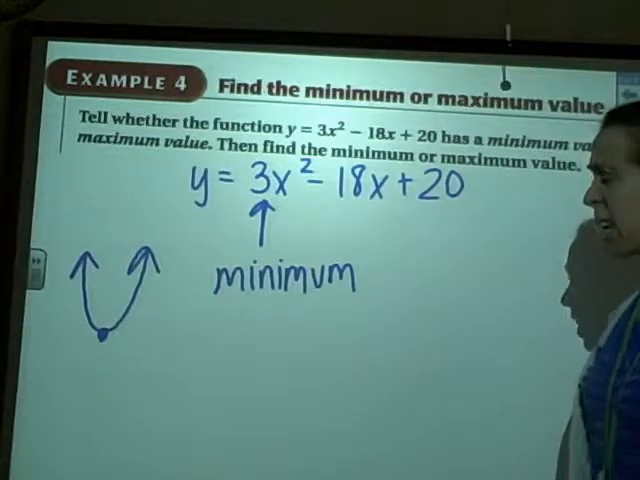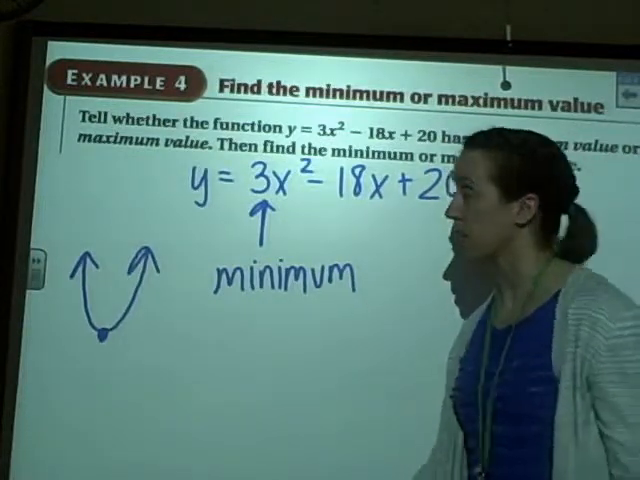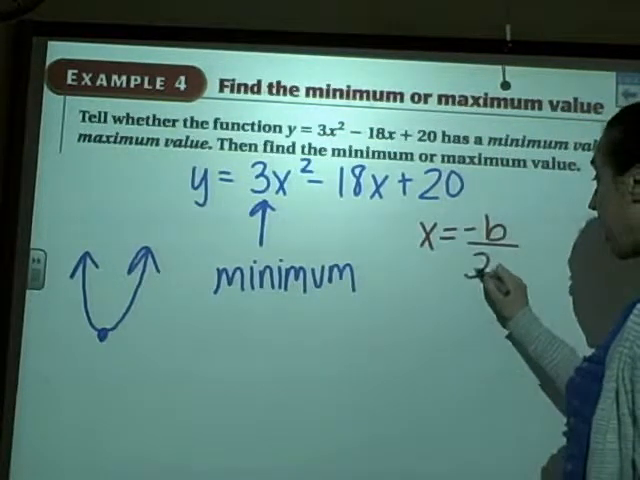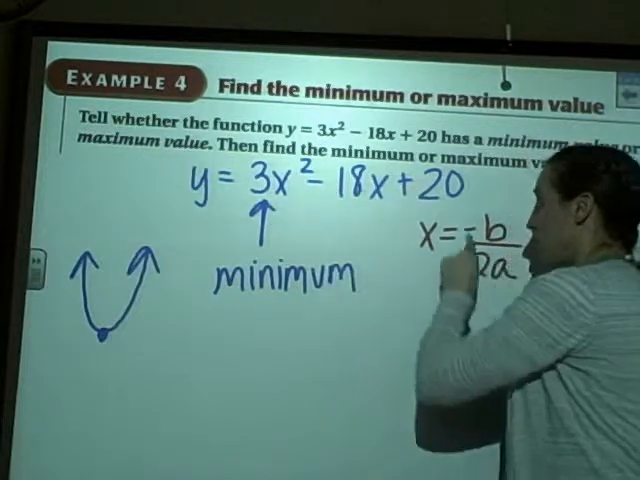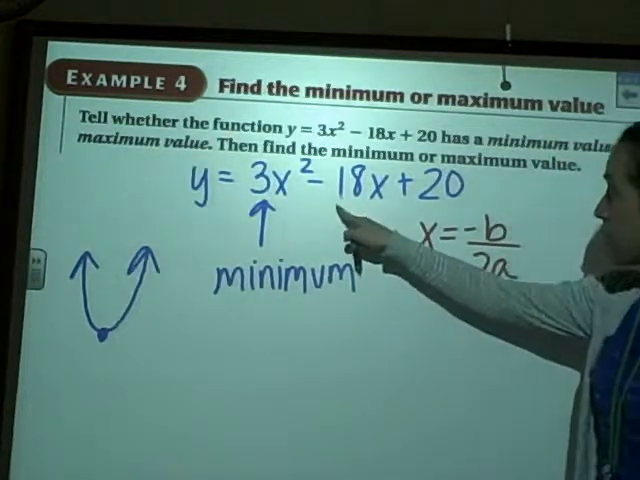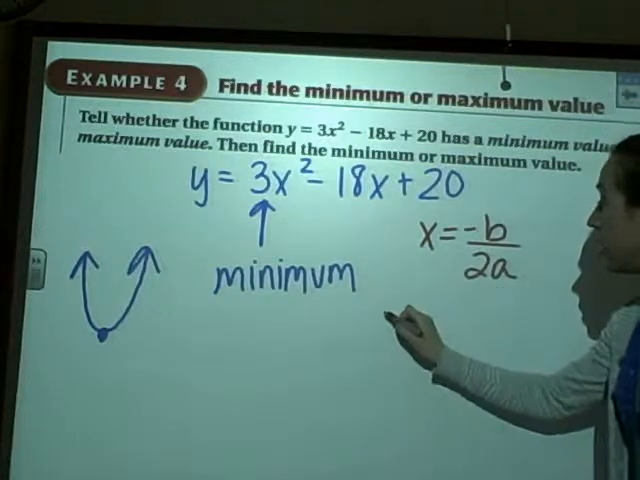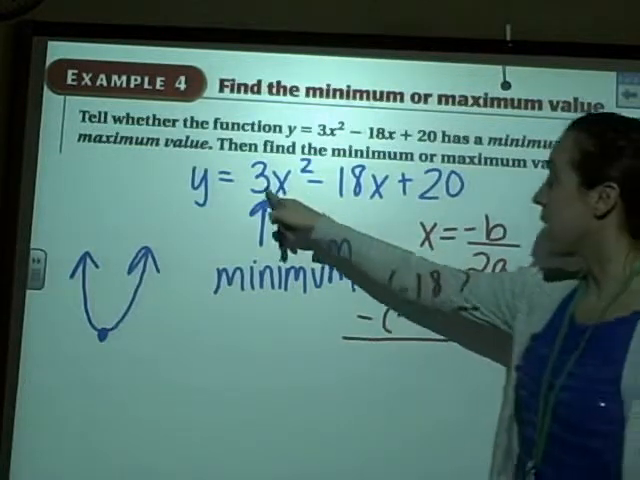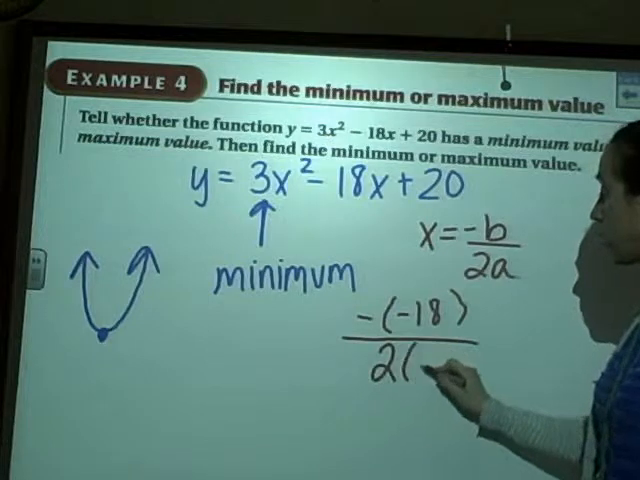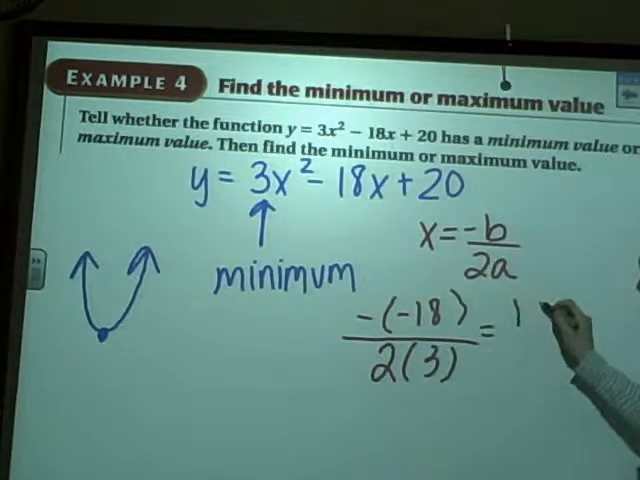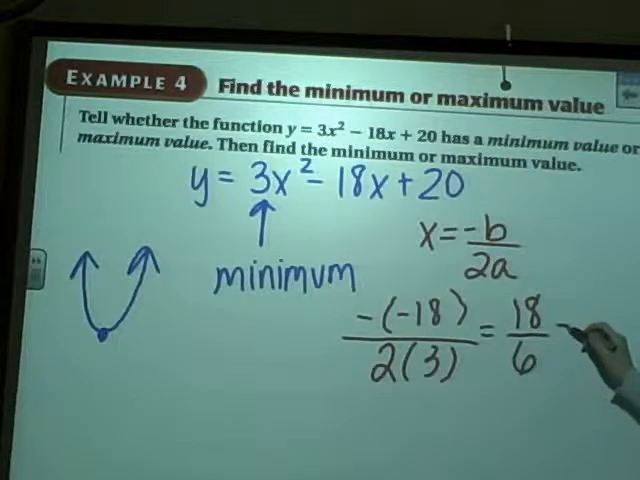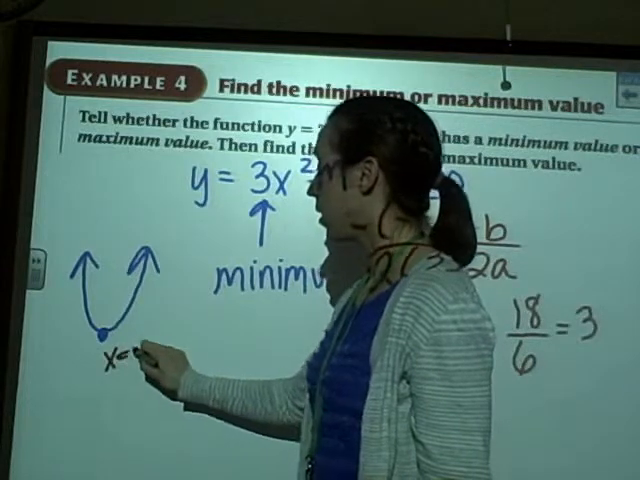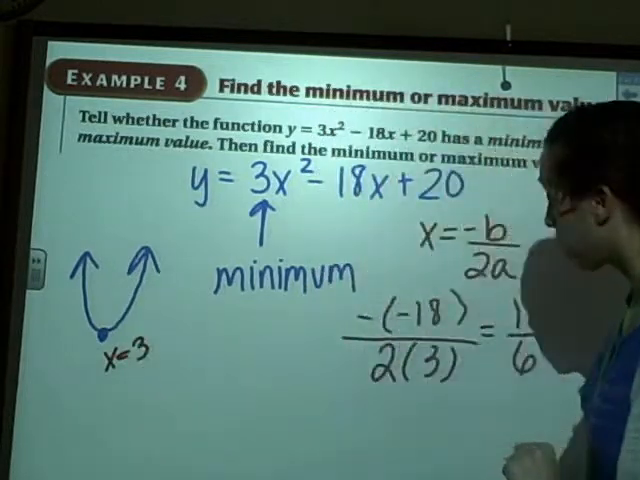Now we want to figure out what that is. To do that, we're just going to find the vertex. We're going to use that handy-dandy equation, x equals negative b over 2a. And we're going to take the coefficients and plug them into this equation. So my b value is negative 18. So negative 18 divided by my a value, which is 3, 2 times 3. I end up with 18 divided by 6, or 3. So when x is 3, I have a minimum.